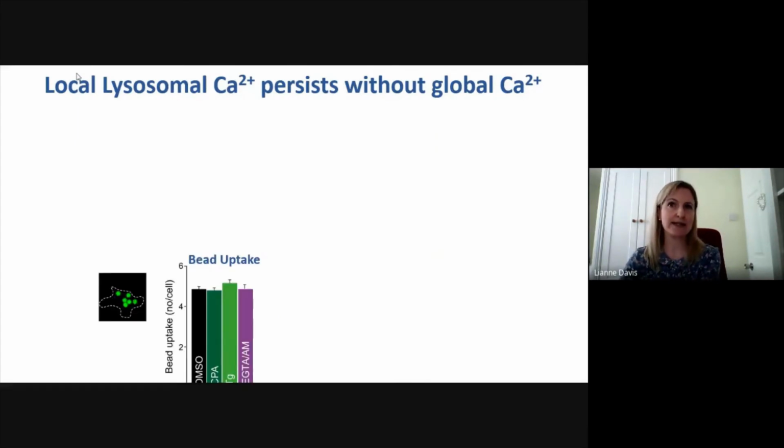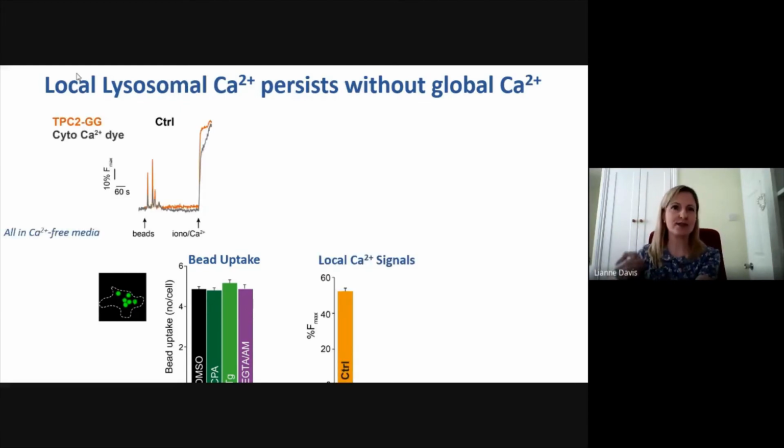Earlier, I showed you that eliminating the global calcium response had no impact on bead uptake. And if our hypothesis is correct, then under these conditions, the local lysosomal calcium signals should still remain. So using the TPC2 GG, we tested this. And in these recordings, we've simultaneously recorded the global calcium responses using a calcium dye that's shown in grey. And all experiments are in calcium-free media. So in control cells, beads evoked calcium spikes in both the global and local signals. And at the end of the run, we applied ionomycin and calcium to swamp the cell as a positive control.